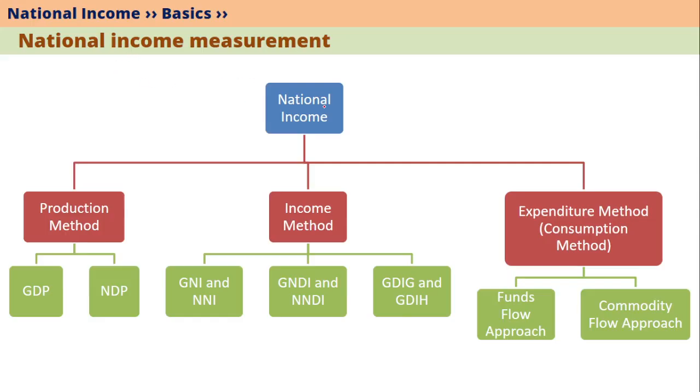In our previous videos, we have talked about national income. We have seen that there are mainly three methods to measure national income: production method, income method, and expenditure method. Expenditure method is also called the consumption method. We have already seen what GDP is and what NDP is. Also, within the income method, we have talked about GNI and NNI, that is, gross national income and net national income. In this lecture, we will be talking about GNDI, that is, gross national disposable income.